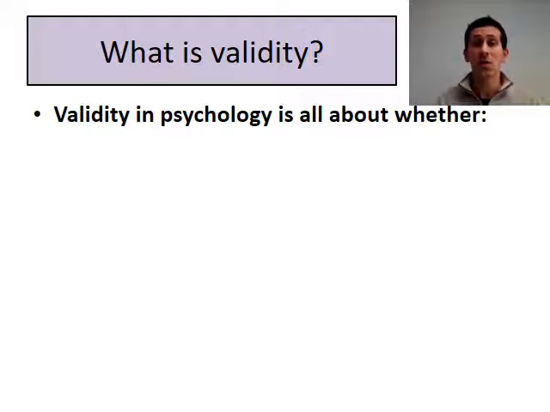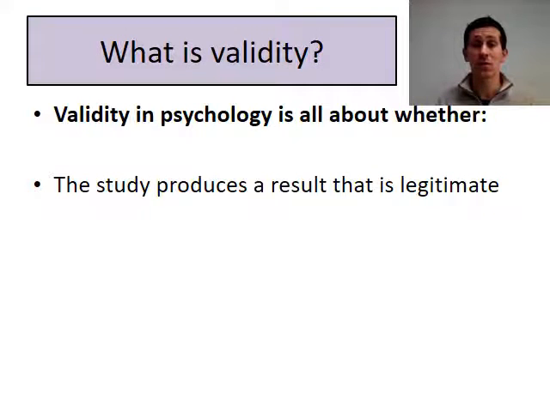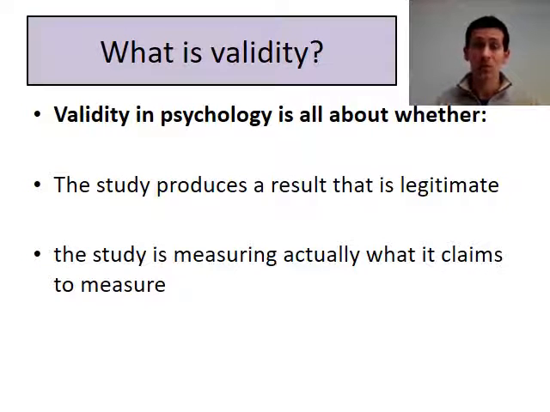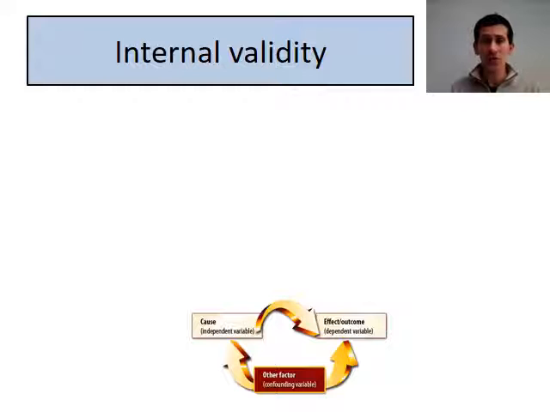Well, validity is all about whether the study produces a result that is legitimate, and also whether the study is measuring what it actually claims to measure. So it's about legitimate results and whether it's measuring what it claims to measure. Different types of validity. We're going to have a look at a few of these now.